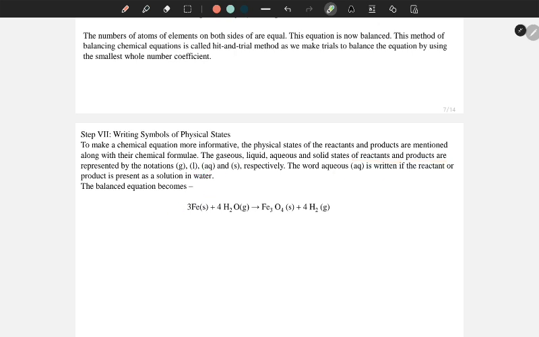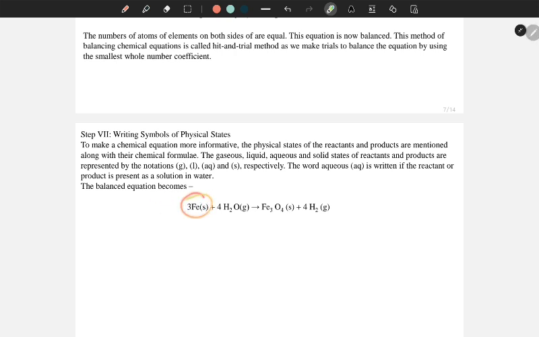Next, always remember, metals will always be present in the solid state, okay. And water, here it is presented in the gaseous state, but it is not that water will always be in the gaseous state. Water may be present in solid state also, and in liquid state also, but most of the metals will be present in solid state only, okay.